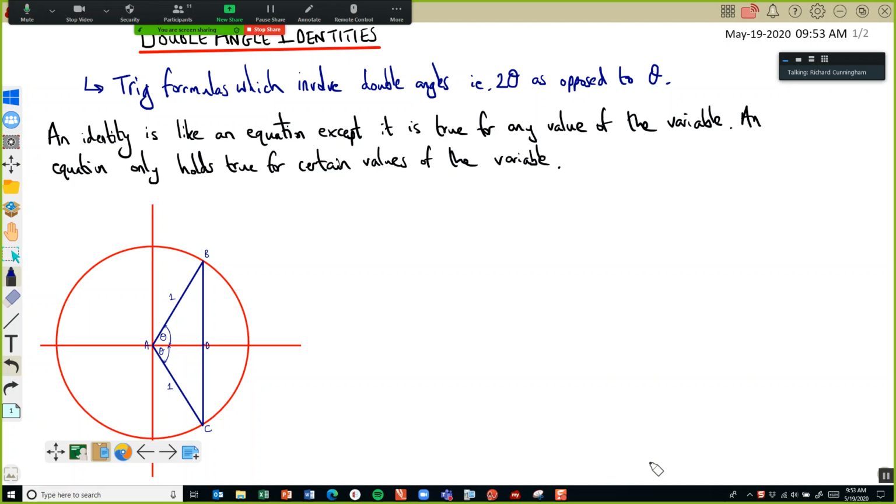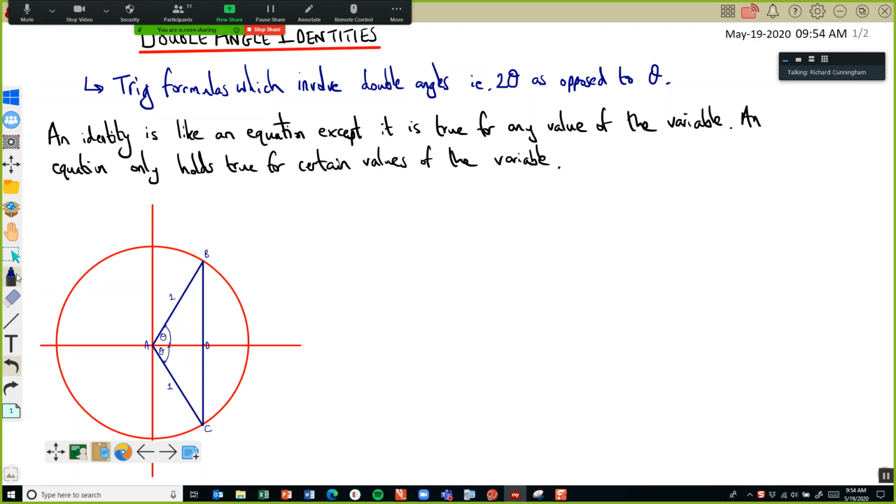We've got some double angle identities, and these are trig formulas which involve double angles. So, for example, 2 theta as opposed to just theta. Double angles, it's double the angle. And just to clarify what an identity is: an identity is like an equation, except it is true for any value of the variable. That differs from an equation, because equations only hold true for certain values of the variable.